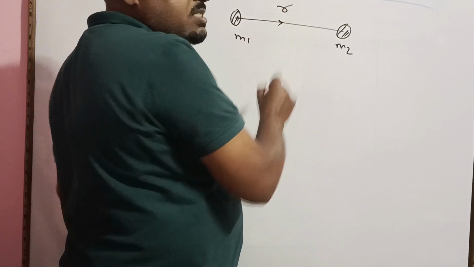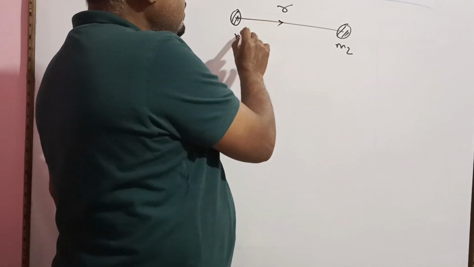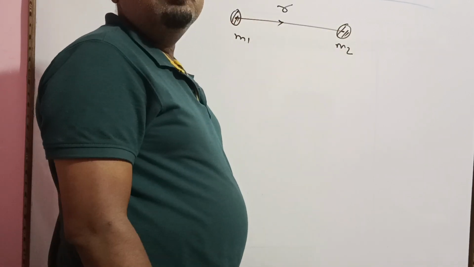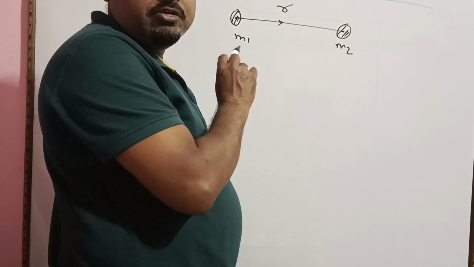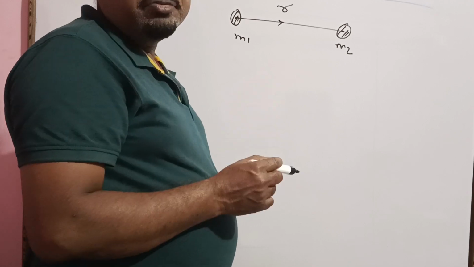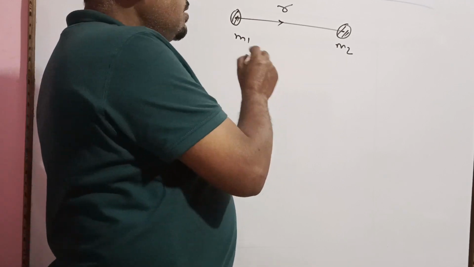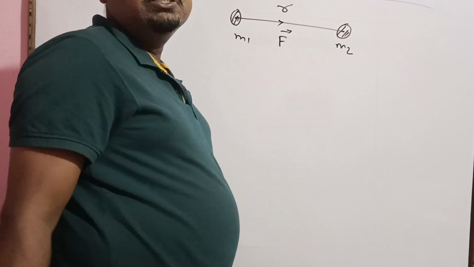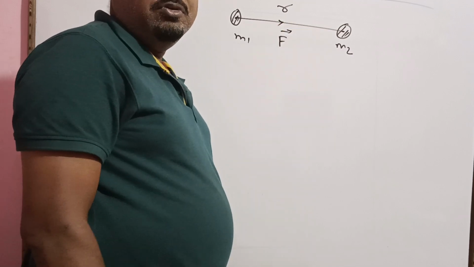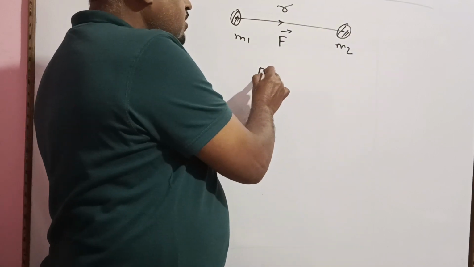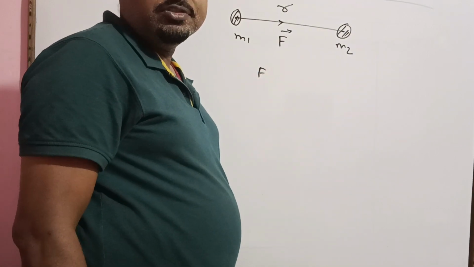Two masses, and the distance of separation is R. That R is from the center of M1 to the center of M2. Then there is the existence of a force which is attractive in nature. Force on 1 due to 2 is known as gravitational force.